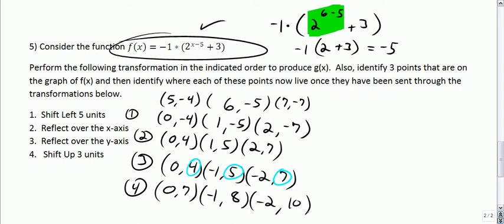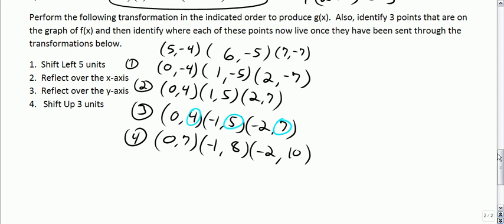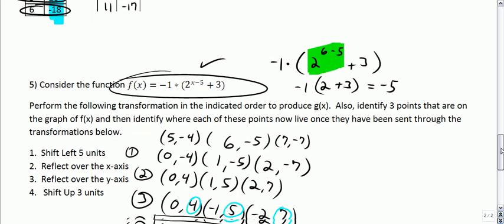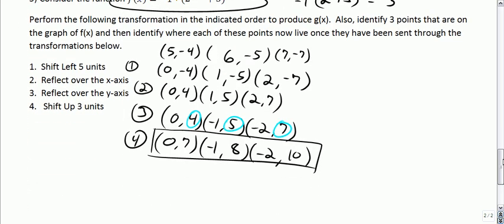So identify 3 points that are on the graph and identify where those points will go, and then I'm going to perform the transformations on the function. So the final function I end up with, I need those 3 points to satisfy the equation, to be on the graph.